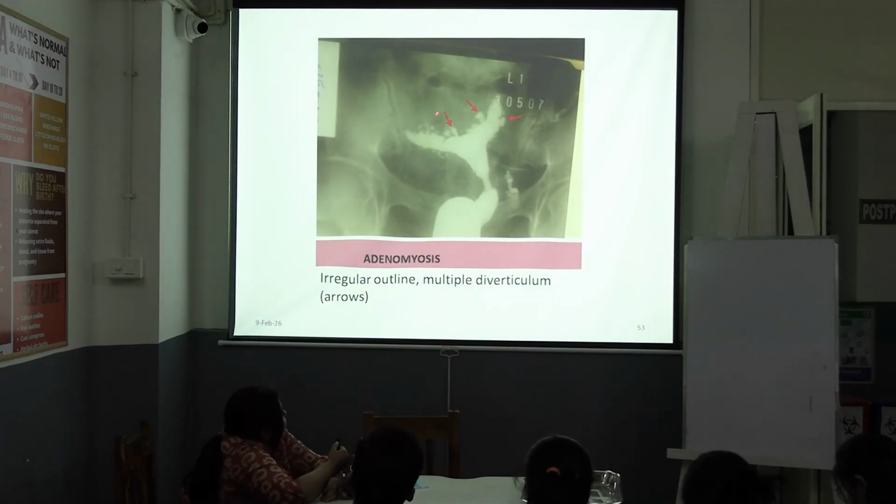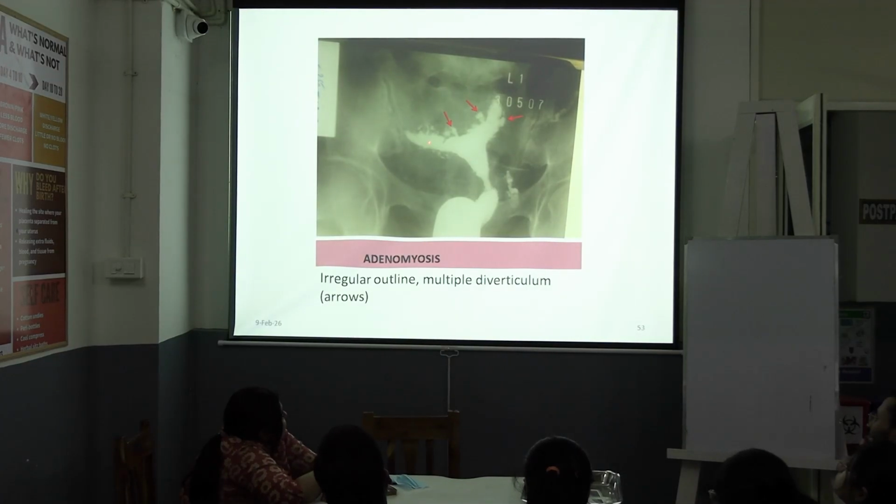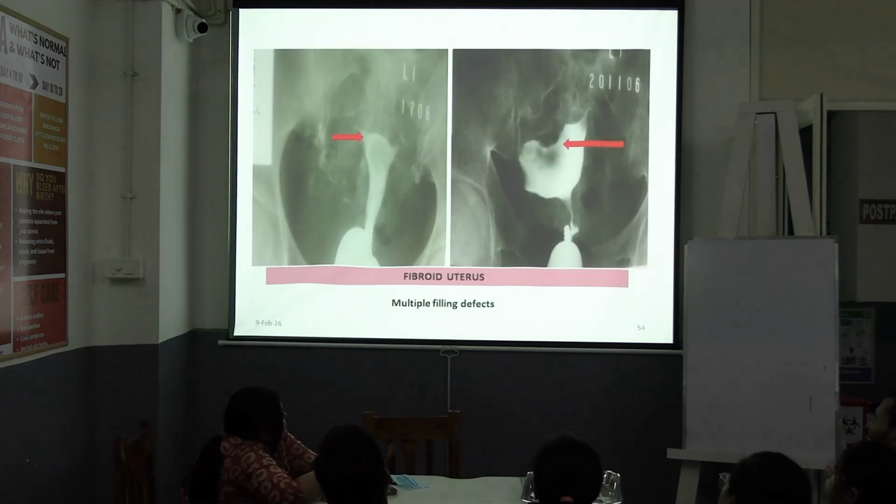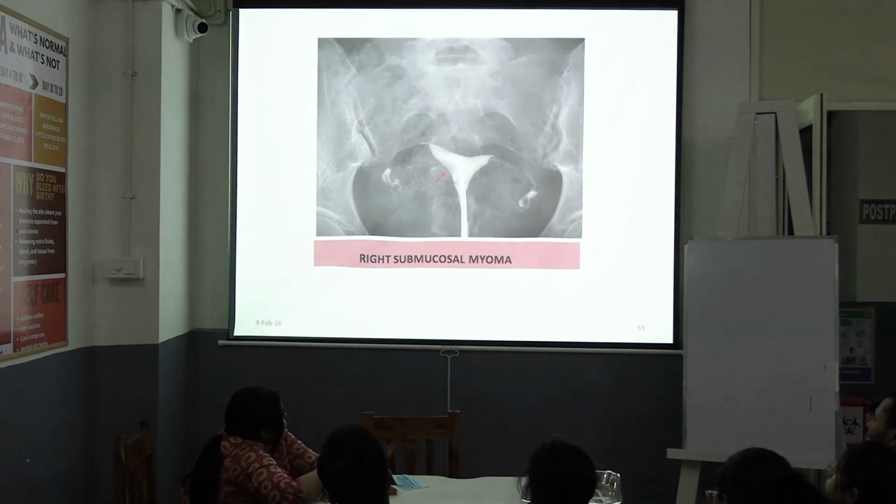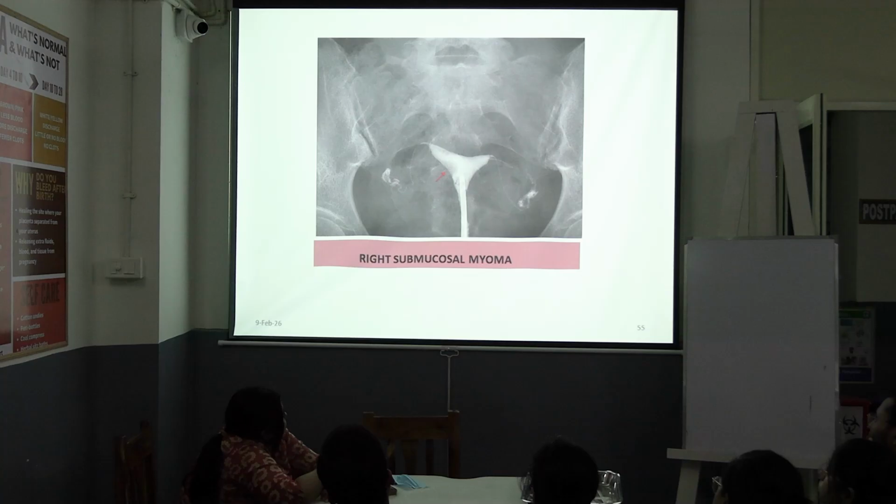See, in case of adenomyosis, what happens? There is irregularity of the uterine margins. This also you can find in case of an HSG. There is some submucosal myoma. That is why there is some filling defect inside the endometrial cavity.